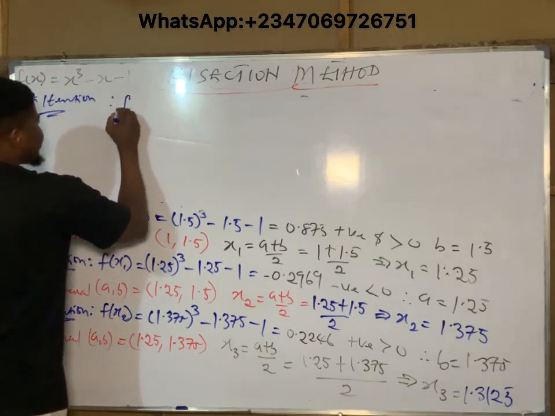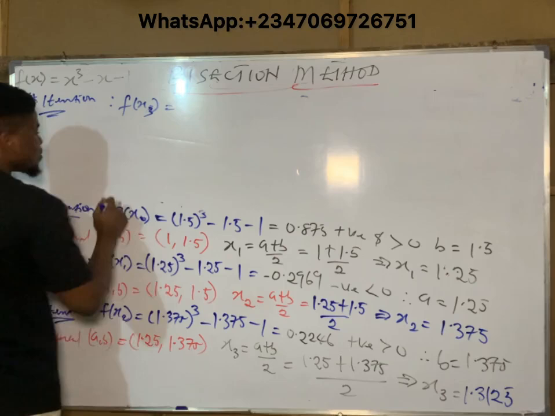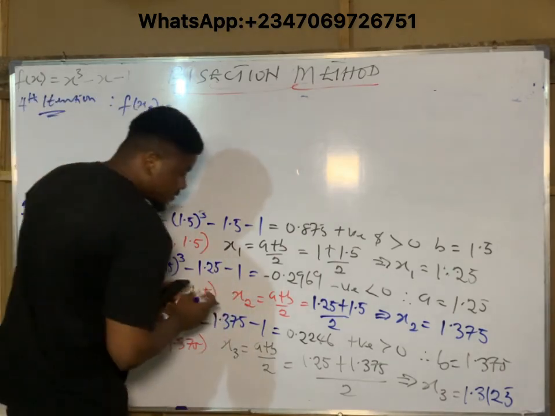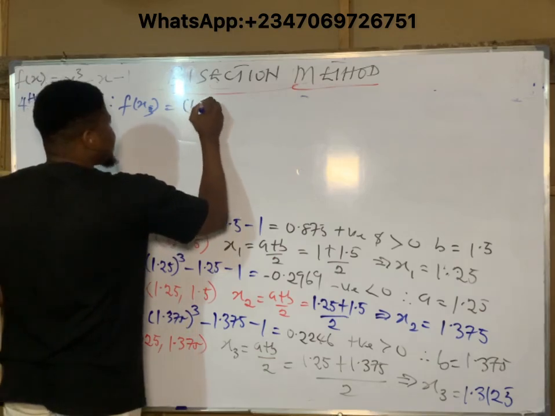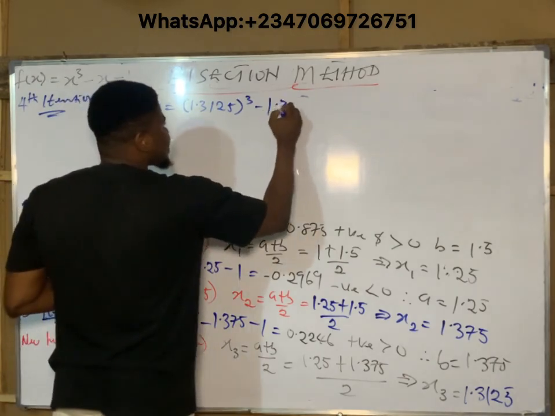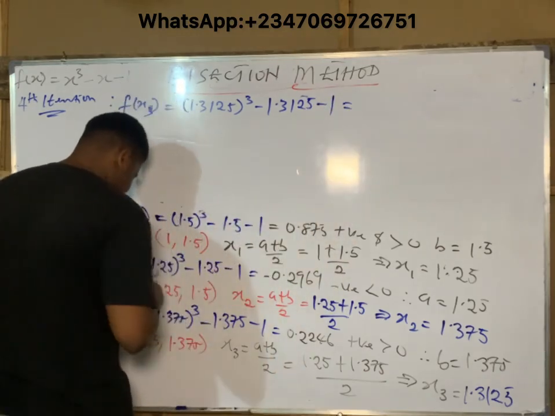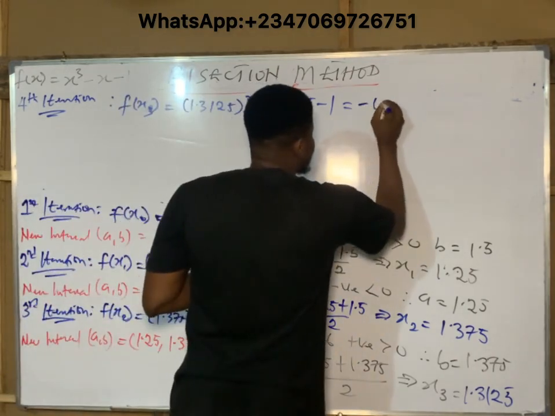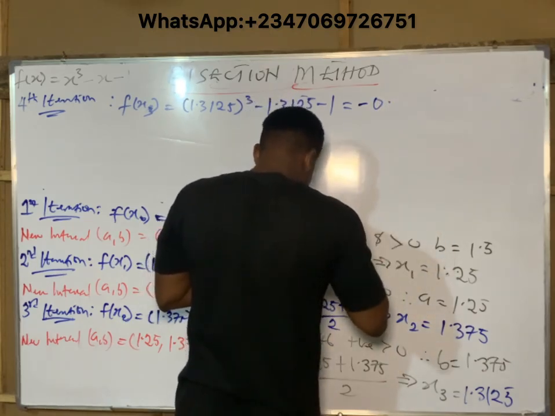So this becomes f of x3. So we simply plug in the value of x3 into the equation. x3 there gives us 1.3125. So we have 1.3125 to the power of 3 minus 1.3125 minus 1. So let's see what this value gives to us. So that value gives us negative 0.0515.